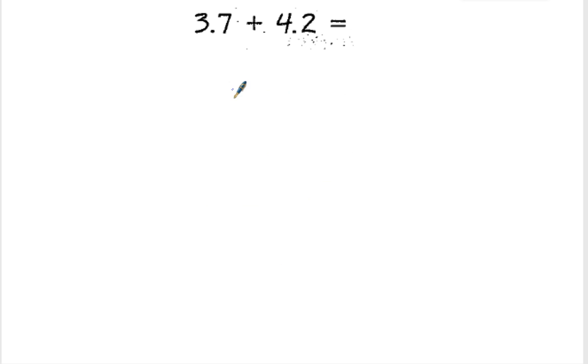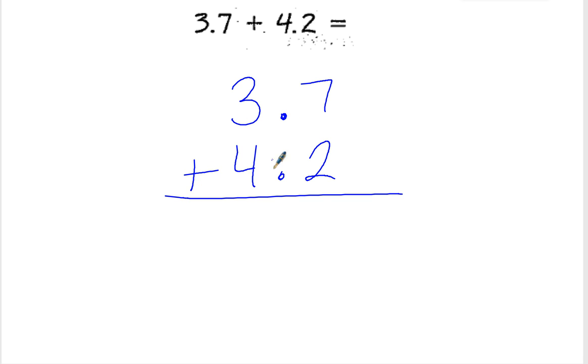Okay, so here I have 3.7 and 4.2. Okay, line them up by the decimal. Decimal comes straight down. 7 plus 2 is 9. 3 plus 4 is 7. So 7 and 9 tenths.